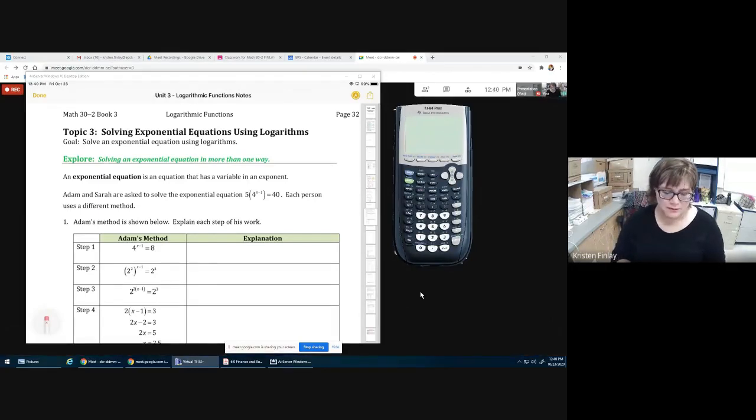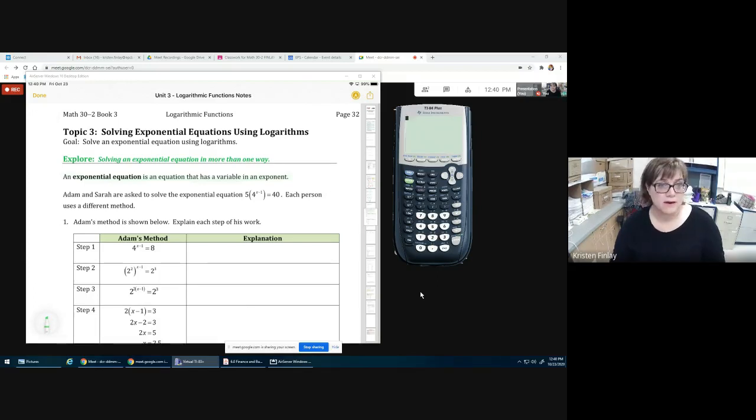Welcome. We're doing topic 3 in Math 30-2's logarithmic functions unit, and we're going to be looking at solving exponential equations using logarithms. Now, we've already learned 2 methods to solve exponential equations. We've learned to do it algebraically, and we've also learned to do it graphically. And today we're going to learn how we can use logs to help us solve it. Now, an exponential equation is an equation, we know this, that has a variable in the exponent.